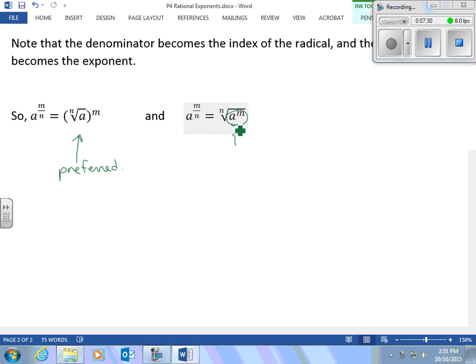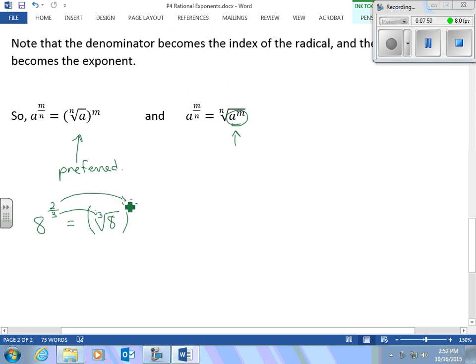So let's look at a couple of examples of this. So here's one, 8 to the power of 2/3. Okay, so that's going to be, let's do the root first, the cubed root of 8 squared. So the denominator becomes the index and the numerator becomes the exponent. The cubed root of 8 is 2 squared, which gives us 4.